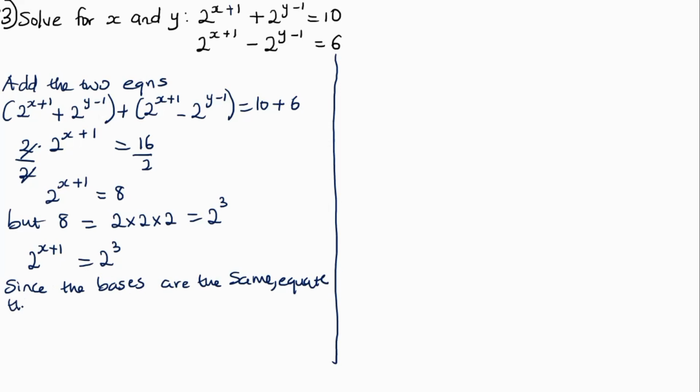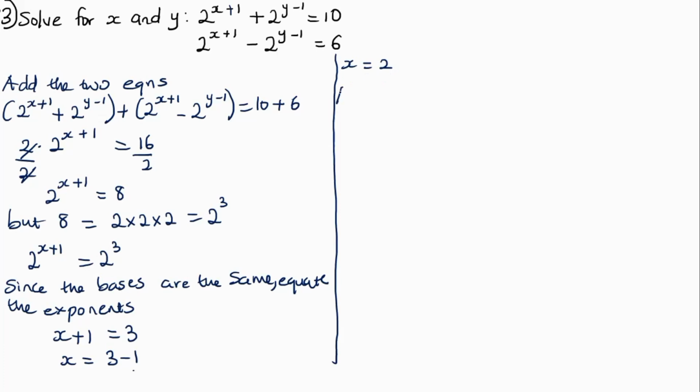So equate the exponents. If we equate the exponents, we are going to have x plus 1 is equal to 3, and x is equal to 3 minus 1, and x is equal to 2. Alright, so I've been able to get the value for x.